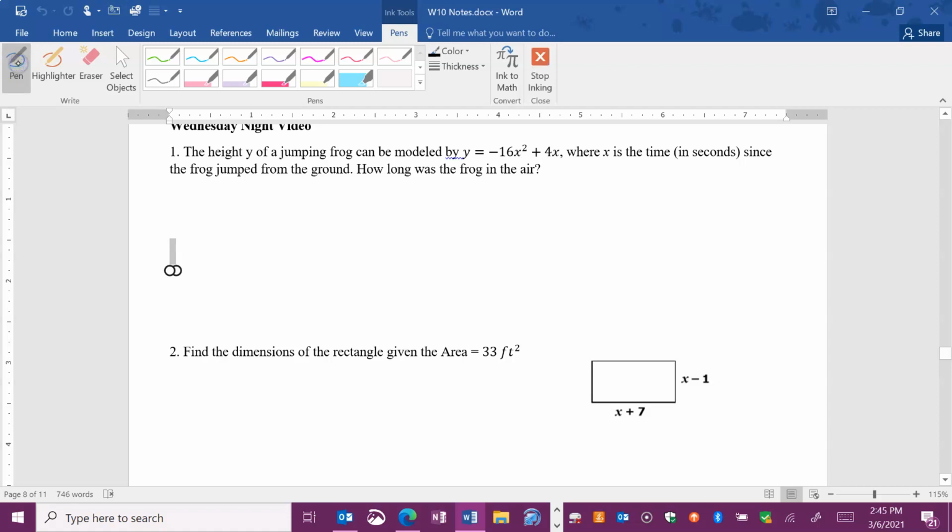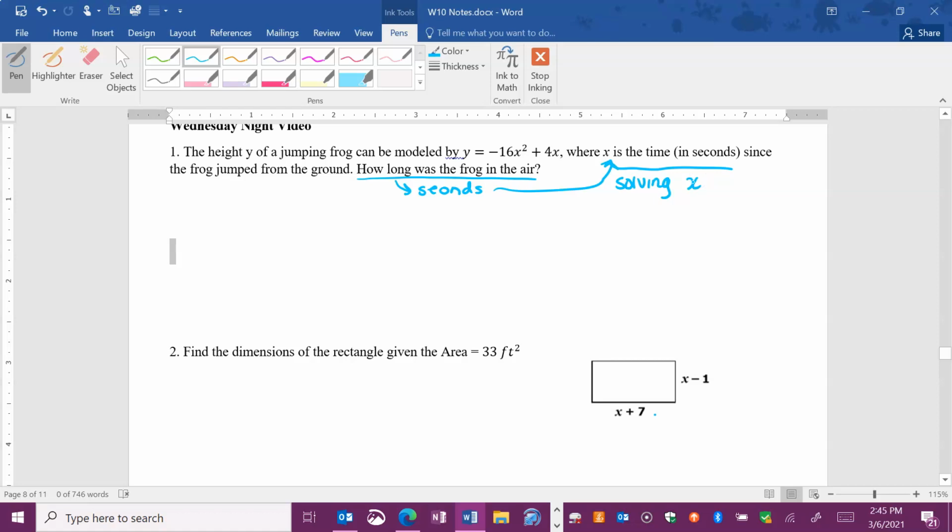The height y of a jumping frog can be modeled by y equals negative 16x squared plus 4x, where x is the time in seconds since the frog jumped from the ground. How long was the frog in the air? So if it says how long was the frog in the air, we want to know how many seconds. And if we look at seconds, it says x is the time in seconds. So therefore, we know that we are solving for x.